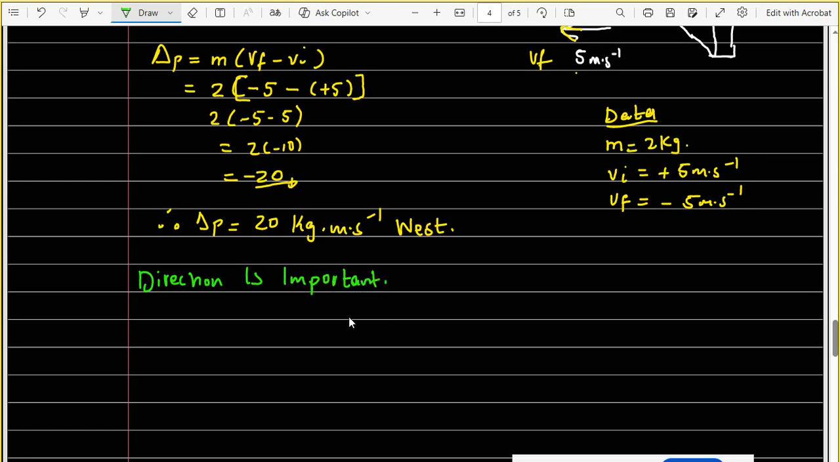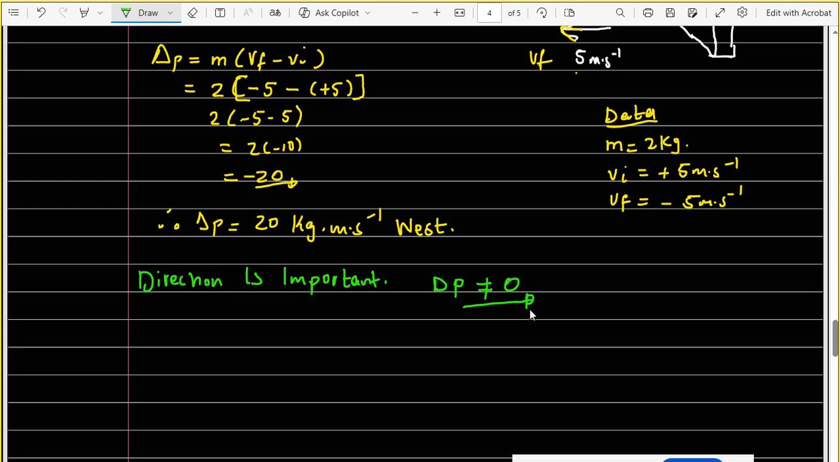The direction is important when dealing with momentum. So when the object rebounds, the change in momentum is never zero. The change in momentum when the object rebounds is not equal to zero. It's never zero, okay? Are you happy about that? Yes, sir. Okay, 100%. We're just going to work on a few examples, then we'll go to the past paper.